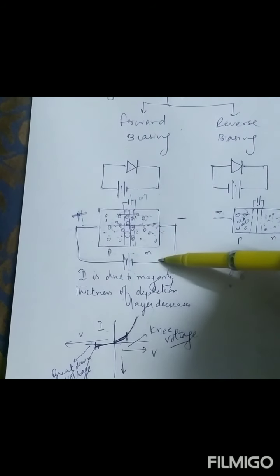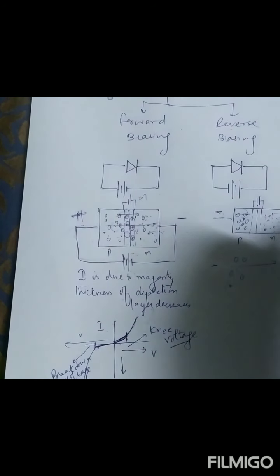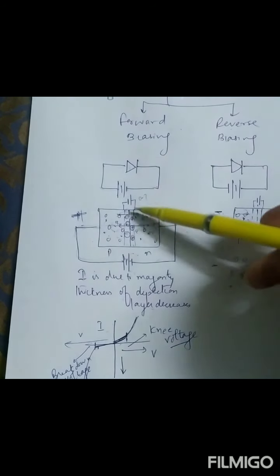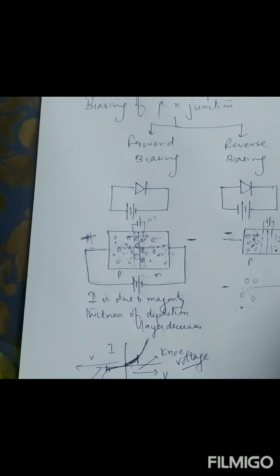In forward biasing, for an ideal diode we can say it will conduct, and an ideal diode in reverse biasing will not conduct at all. So it can act like a switch, on and off. Forward biasing means on, reverse biasing means off. So this is all about your PN diode and its characteristics.